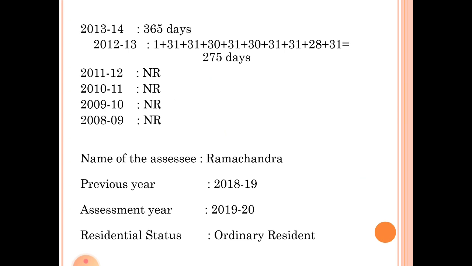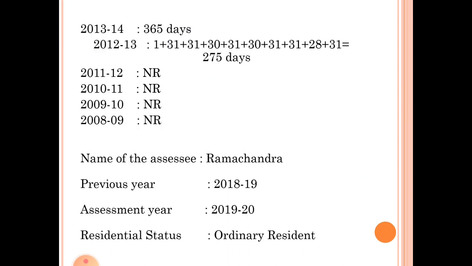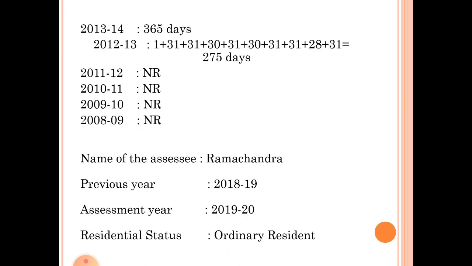So our first additional condition is 2 years out of 10 preceding years immediately preceding the previous year. So here he stayed almost 3 years in India. So he fulfilled first additional condition, and the second additional condition is he is in India for at least 730 days during the 7 previous years. Here he was in India for more than 730 days in previous 7 years. If you want, you can calculate that thing also.